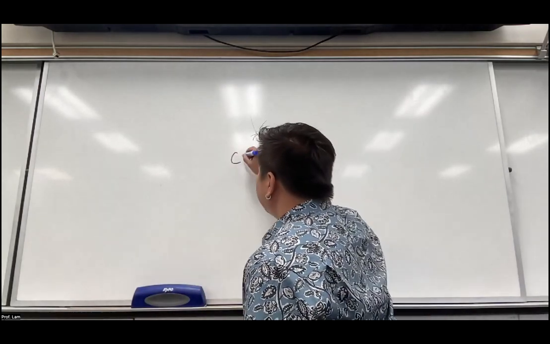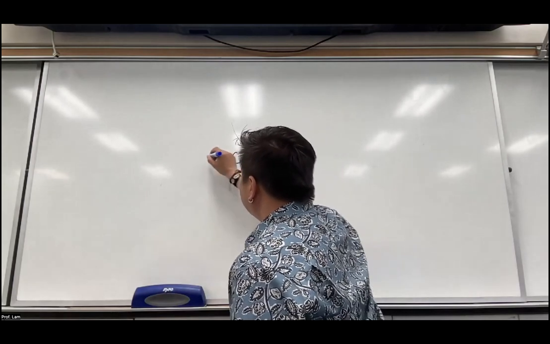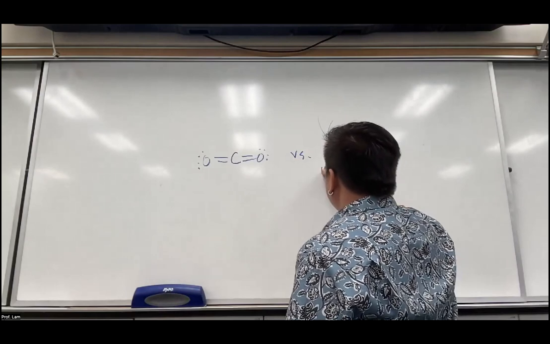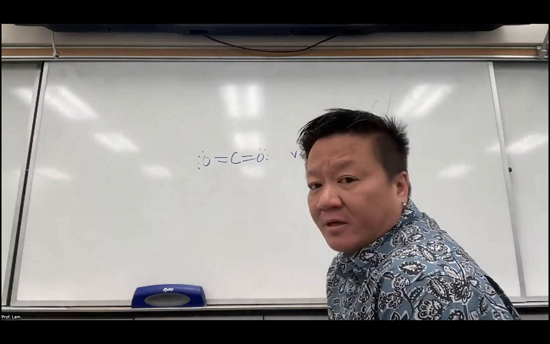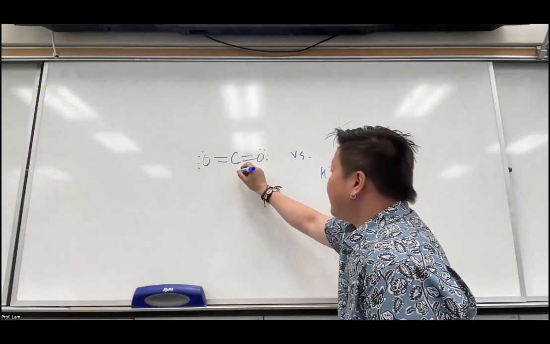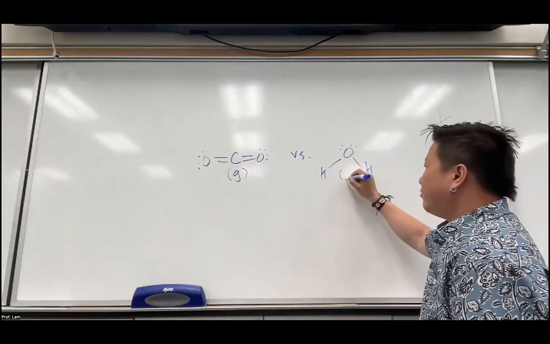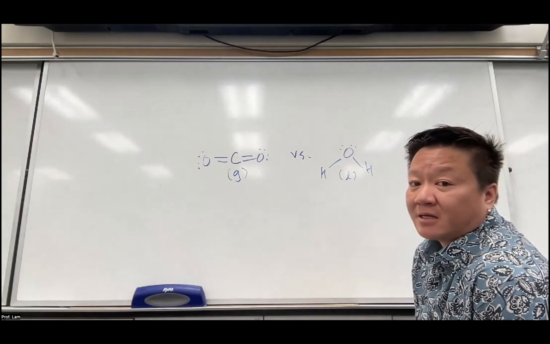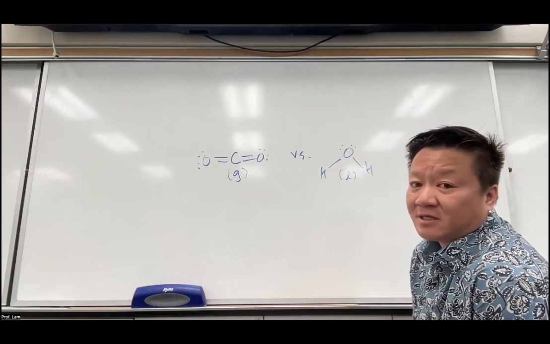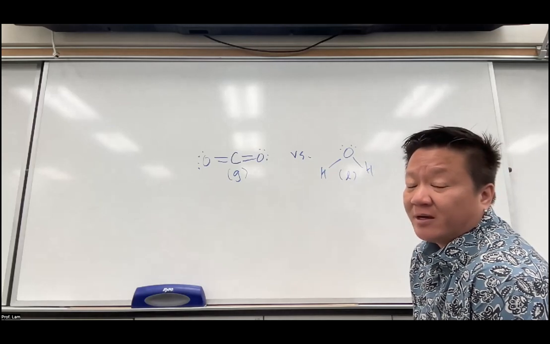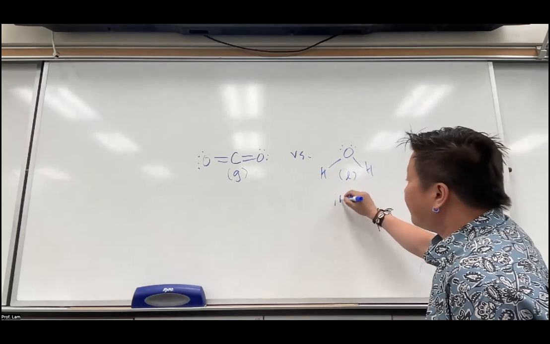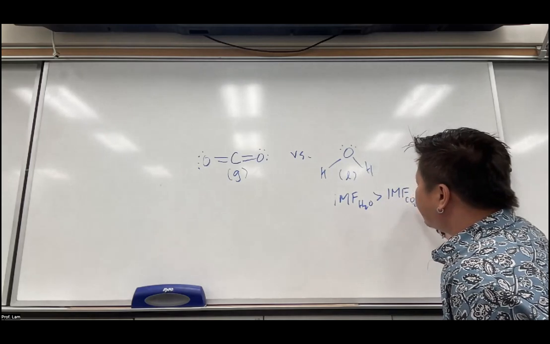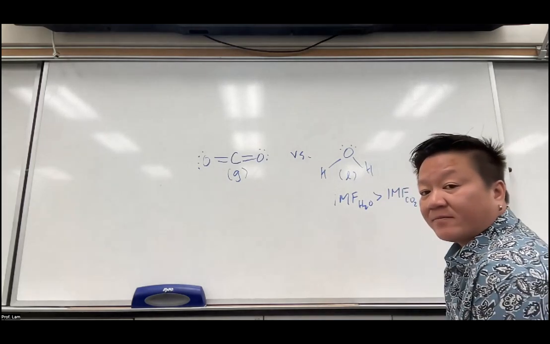Let's compare CO2. Now I'm gonna draw the Lewis structure of that versus water. Okay. CO2 is a gas at room temperature. At room temperature, we know water is a liquid. And so now we can say, why is it that water is a liquid and CO2 is a gas at room temperature? It must mean that the IMF of water is stronger than the IMF of CO2. Now we can just say that.